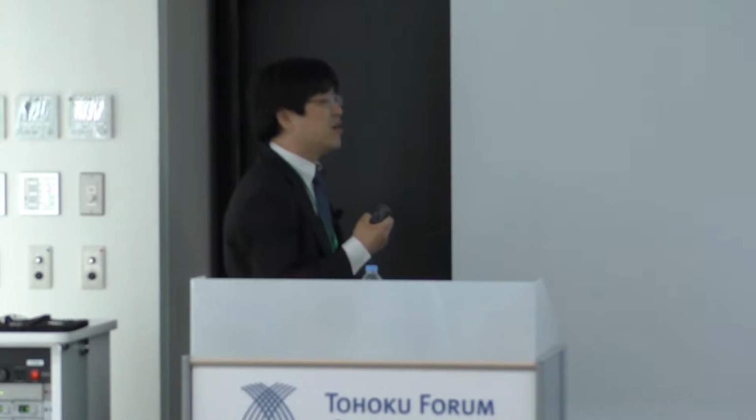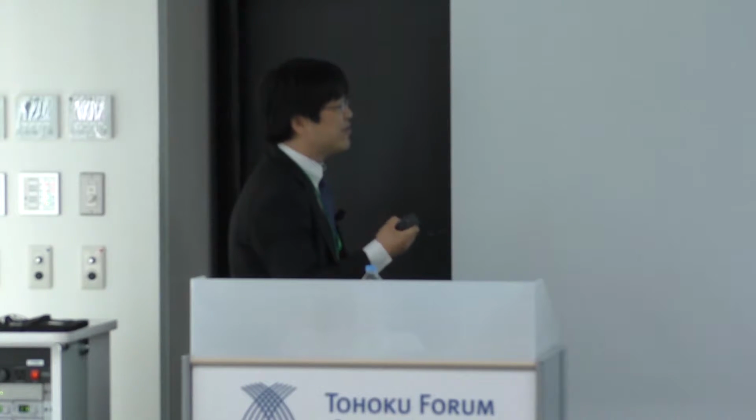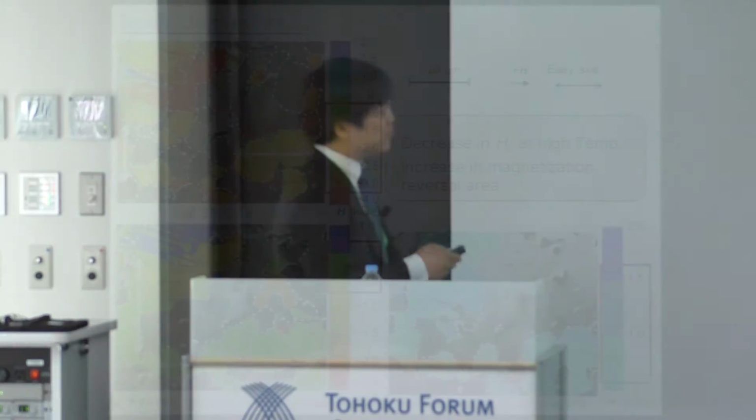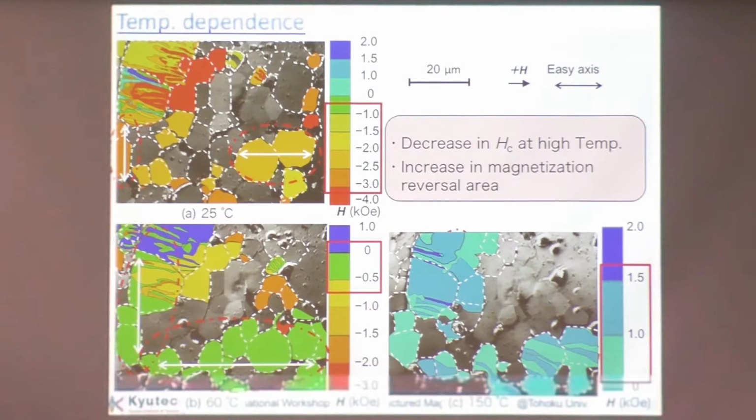And to avoid thermal damage to the lens from the heating sample, we used an objective lens with a long working distance. The working distance is about 4 millimeters. By using this system, we have observed the magnetic domain structure at room temperature, 60 degrees C, and 150 degrees C.